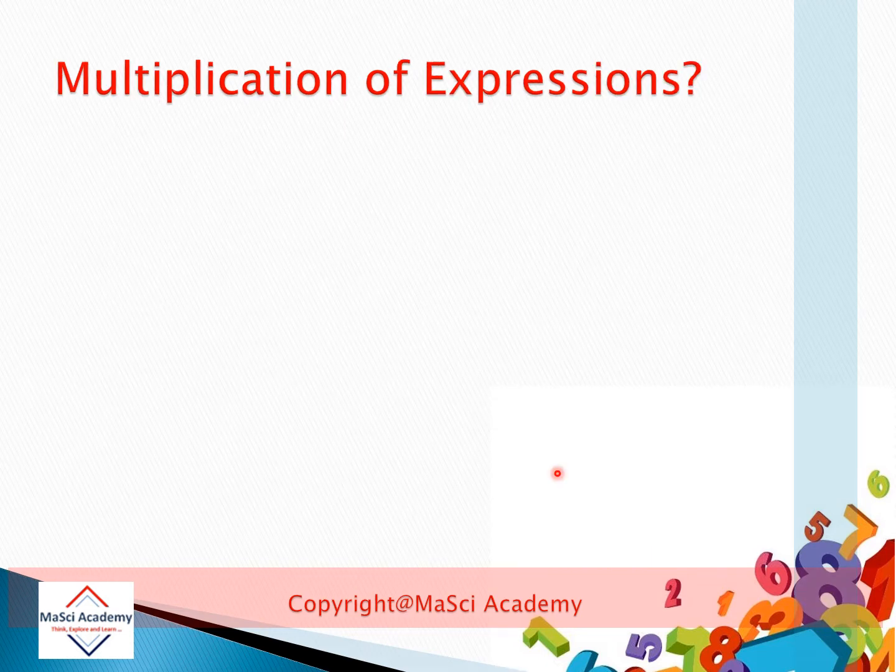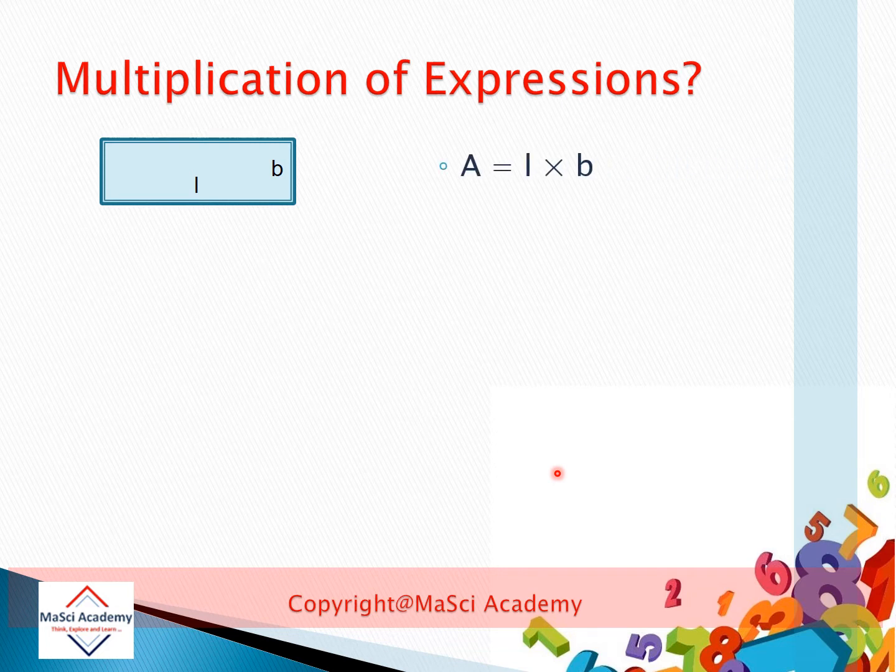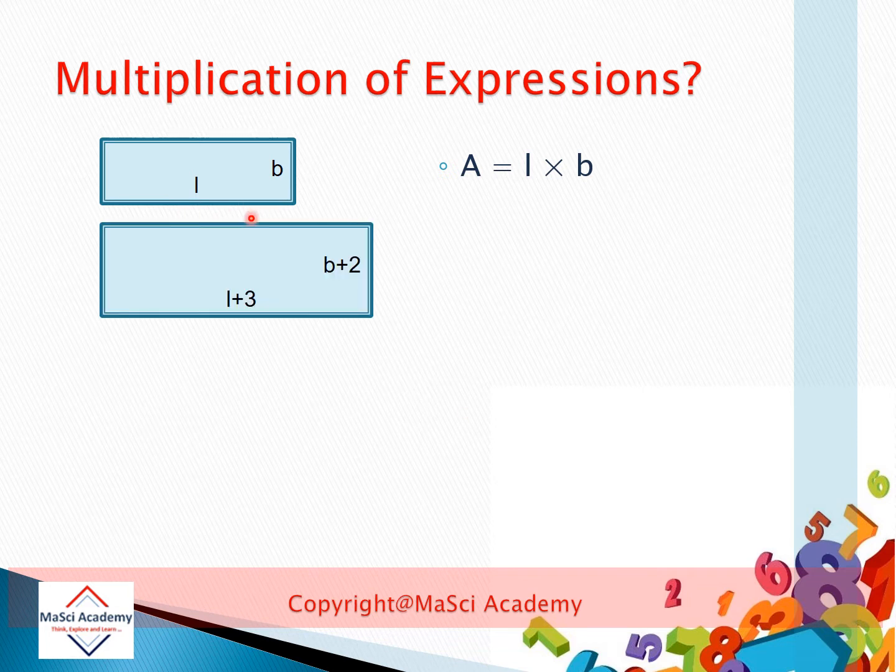Why do we need to understand multiplication of algebraic expressions? We know that the area of a rectangle is given by A equals L into B, where L and B are the length and breadth of the rectangle. Now, if the length of the rectangle gets increased by 3 units and the breadth increases by 2 units, the new area would be (L + 3) multiplied by (B + 2). So this equation involves multiplication of two algebraic expressions.